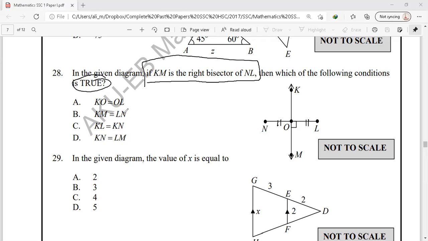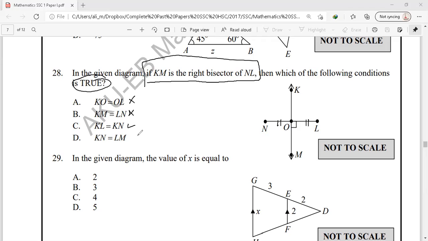KO is equal to OL. From K to O and O to L, this is not necessarily equal. KM and LN are not equal because NL is a line segment while KM is a line bisector. So this is incorrect. KL and KN, from K to L and K to N. So we can recall the theorem in which if a point lies on a right bisector, the distance of that point from the end points of that line segment is always equal.